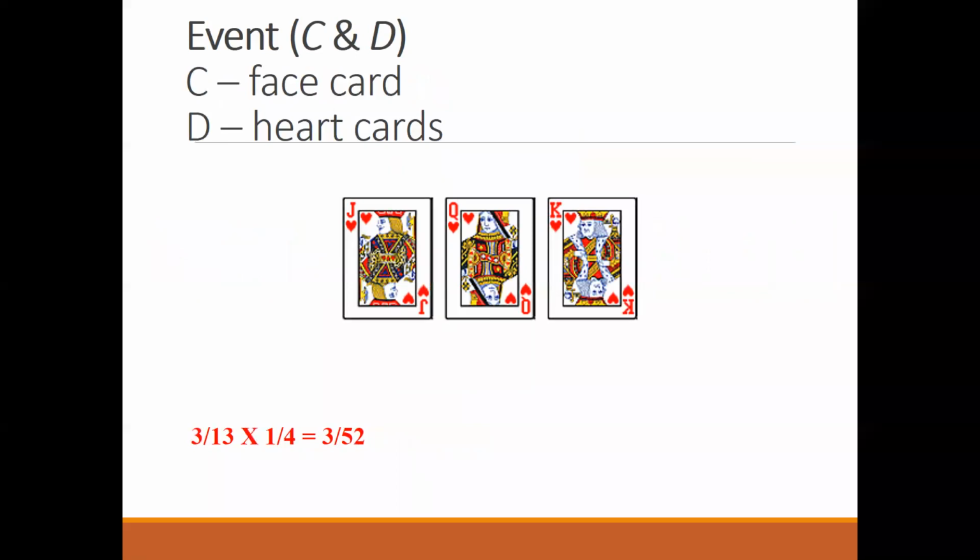Now, C represents face cards and D represents heart cards. How many face cards do we have which are hearts? 3. So the first case we have 3 by 13 multiplied by 1 by 4. Clear? Or directly you can make use of the answer 3 by 52. And if you look at the events we are using, both the events are occurring.